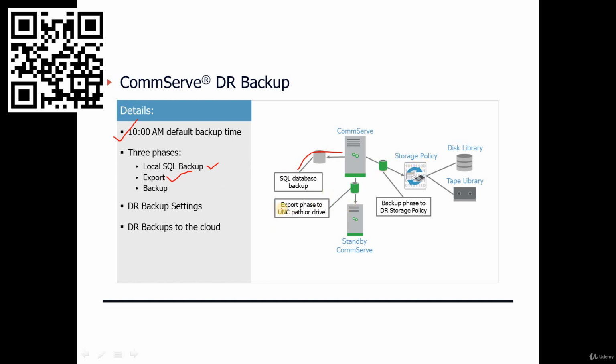As we discussed during the installation, you should give a DR path. That DR path is nothing but a network location. Once the export is done, it will perform a backup and send that backup to the disk library where you have designated it to go. You can change the settings of the DR backup set. You can also send the DR backup to the cloud as well. CommVault offers their cloud services where you can put a copy in the CommVault cloud as well.